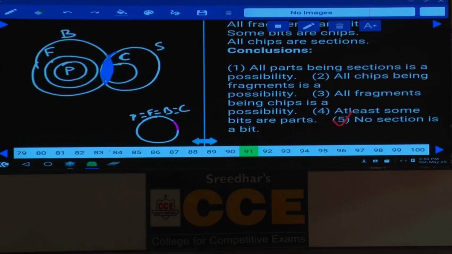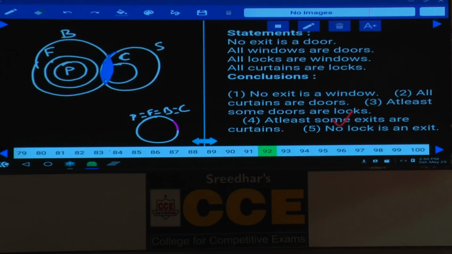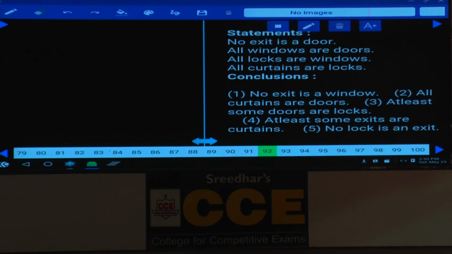Done with this? Then question number 92, and this is again based on syllogisms. No exit is a door. No exit is a door. This is exit and this is door. No exit is a door can be written like this.